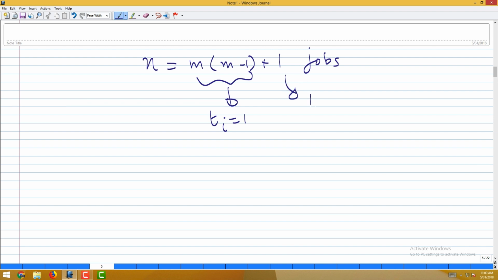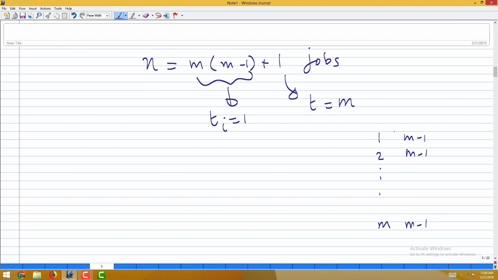and this job has t equal to m. So, there are roughly about m square jobs coming in and we have to assign them to these m machines. All of these jobs take 1 unit of time and this one alone takes m units of time. Let us see what the greedy algorithm will do. It will assign m minus 1 jobs to each machine.